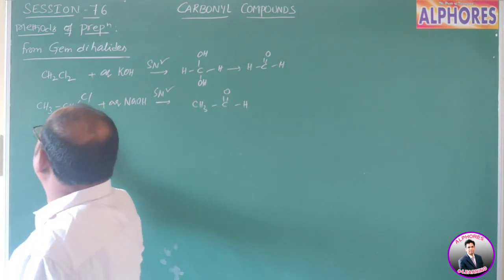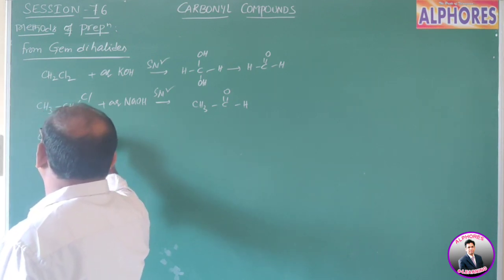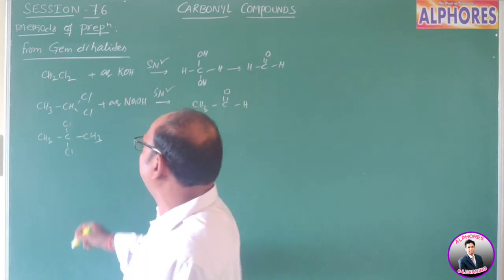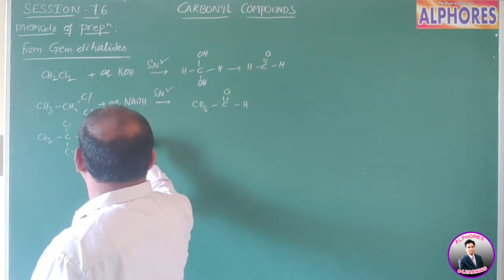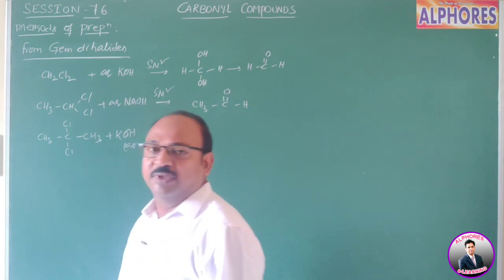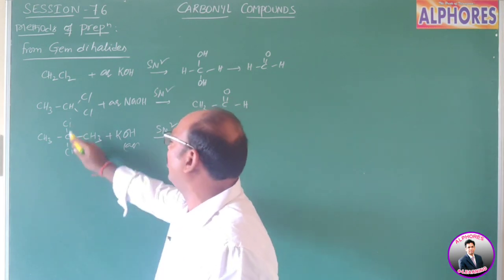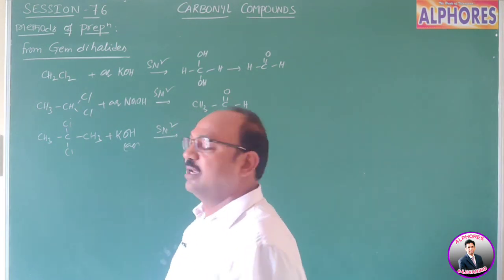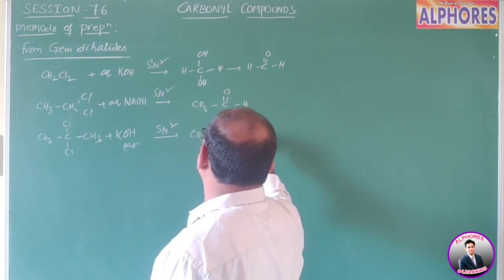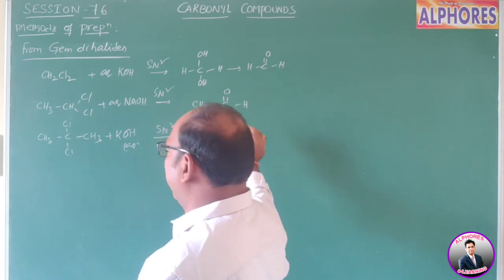Now, if there are two halogen atoms attached to an internal carbon, let us say 2,2-dichloropropane. In case of 2,2-dichloropropane upon reaction with aqueous KOH, here again SN2 mechanism, and instead of both Cl we get two OH groups, and from those two OH groups, immediately loss of water, and as a result we get the product CH3, C double bond O, CH3. That means 2,2-dichloropropane gives acetone.